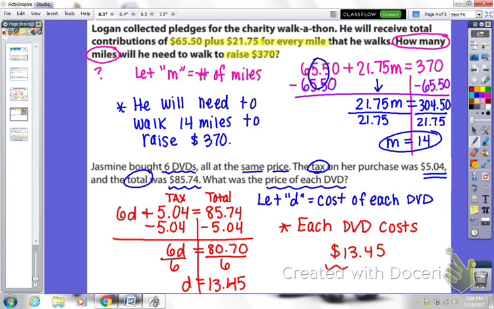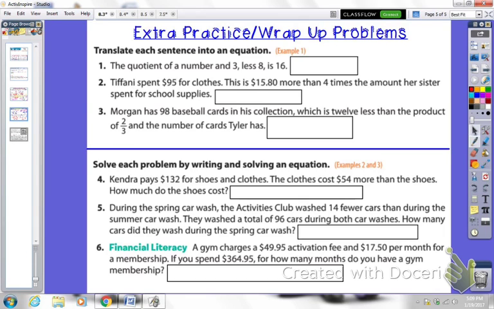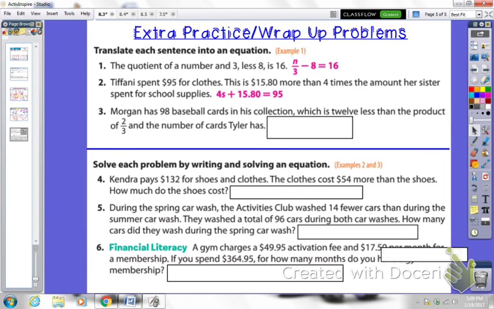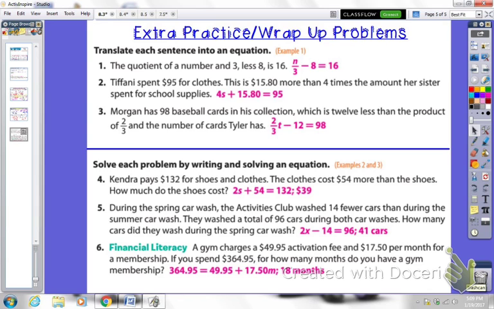Okay. And you can double check that. You can take 6 times $13.45, add on your tax, and double check that you get your total. All right, so there is an extra huddle here. I'll just reveal the answers if you want to double check yourself and do a little bit of extra practice. Okay, so there's some extra practice problems for you to do on your own and check your answers.